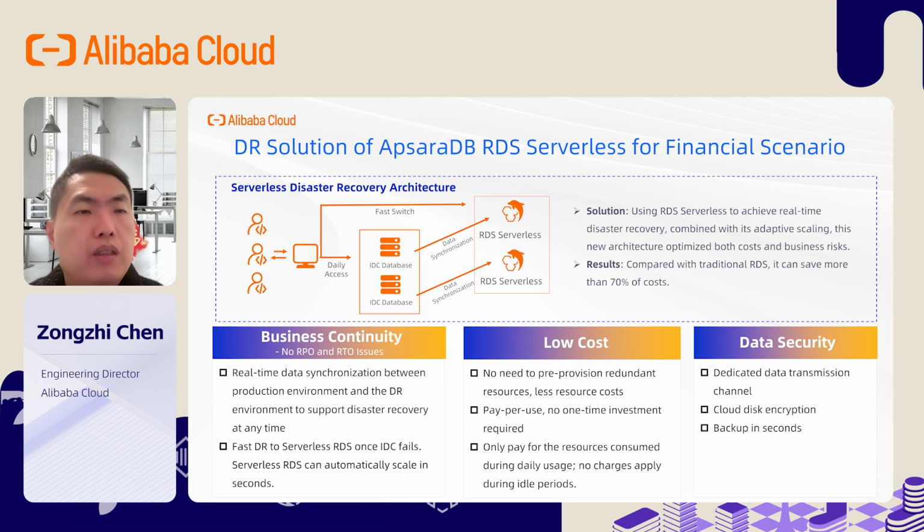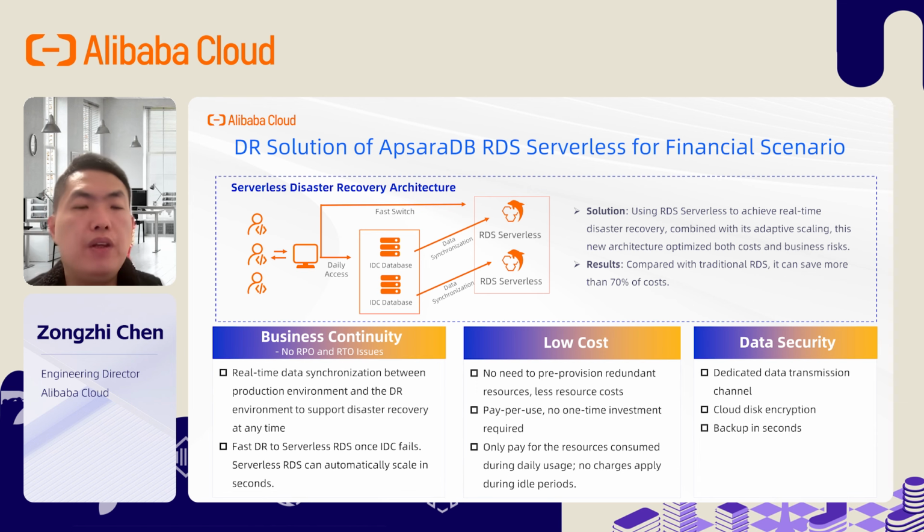Let me introduce the disaster recovery solution of ApsaraDB RDS for financial scenarios. You can see from the picture the serverless disaster recovery architecture. The solution uses RDS service to achieve real-time disaster recovery combined with its adaptive scaling. This new architecture optimizes both cost and business risk. Compared with the traditional RDS, it can save more than 70% of the cost.